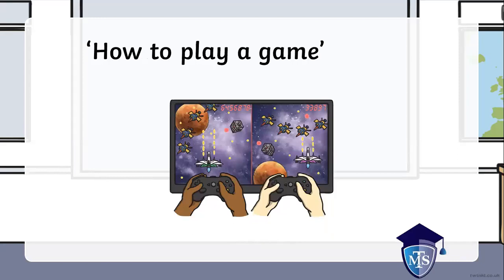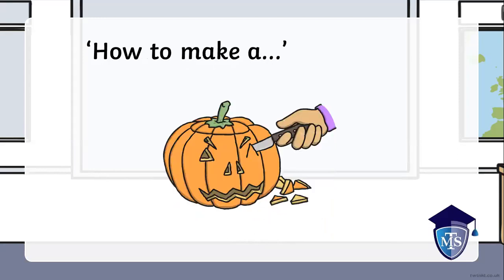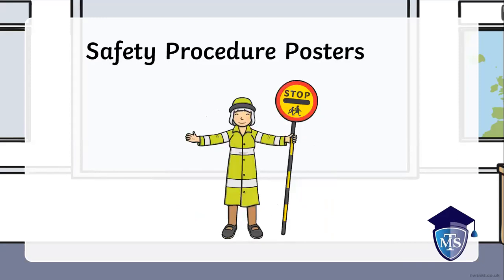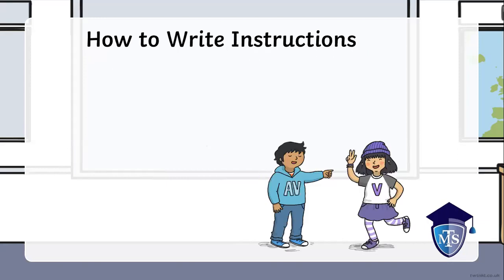How to play a game, whether you have a new video game, PlayStation, Wii, or a board game. Instructions of games, how to play a game. Or how to make a craft, like origami, a kite, or a puppet. And safety procedure posters: stop here, cross, exit, pull, push, and so on. How to write instructions.